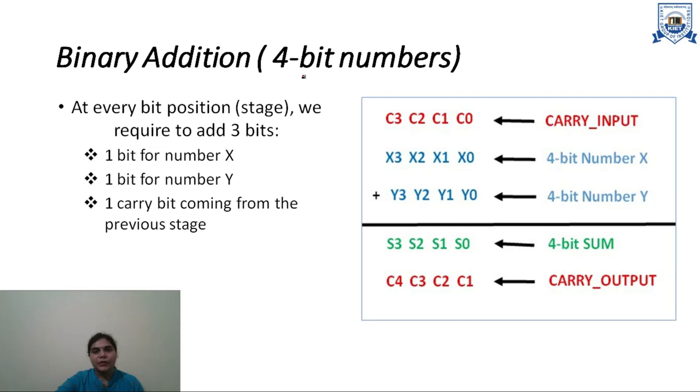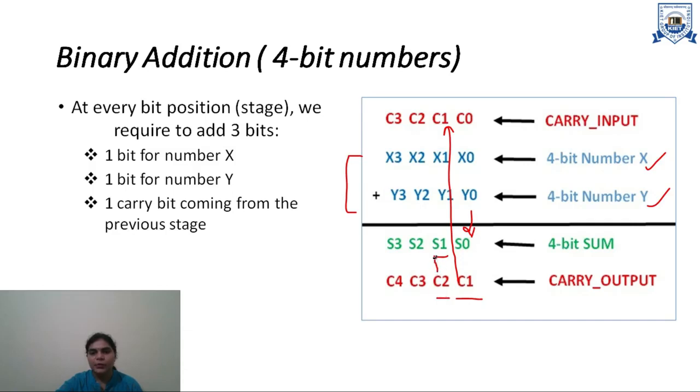Now binary addition of two 4-bit numbers. Here we have two 4-bit numbers x and y, and we have to perform addition of these two numbers. So x0 and y0 will be added and produce sum s0 and carry output c1. The c1 carry will go to the next stage and be added with x1 and y1. The addition of these three will produce sum S1 and carry output C2.